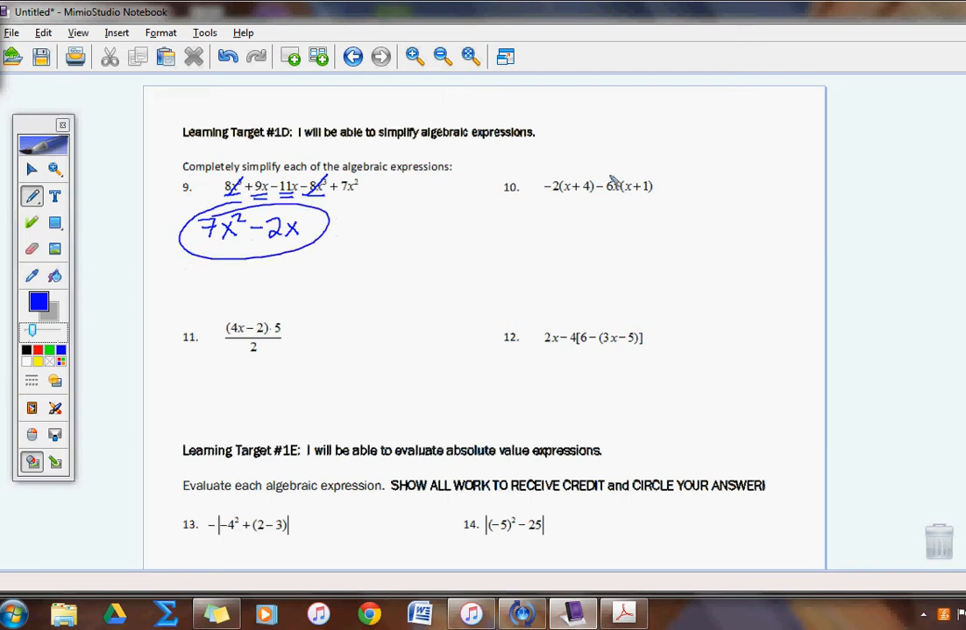Okay, over here I can't combine yet. I have to distribute. So negative 2 times x.